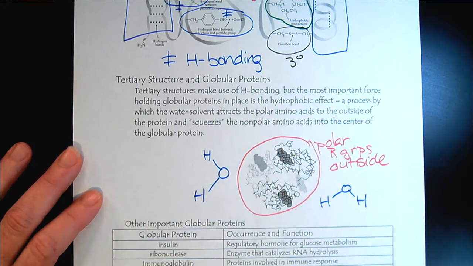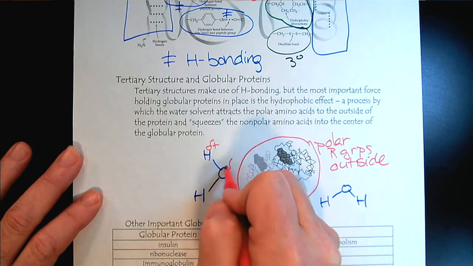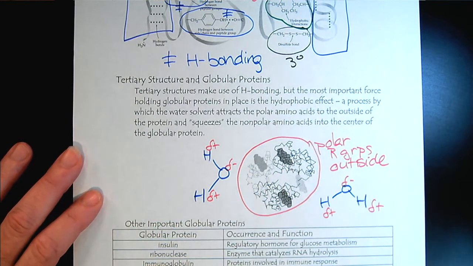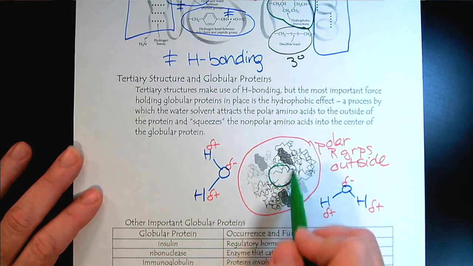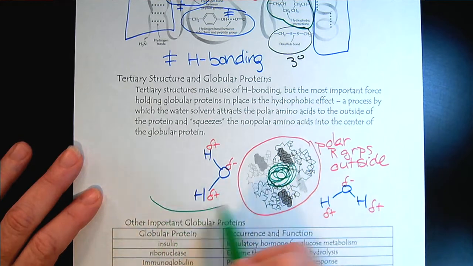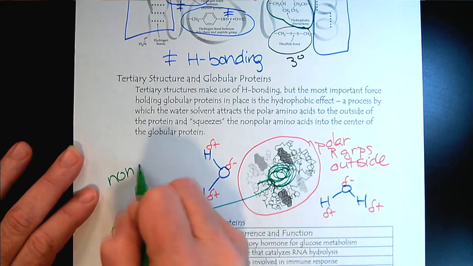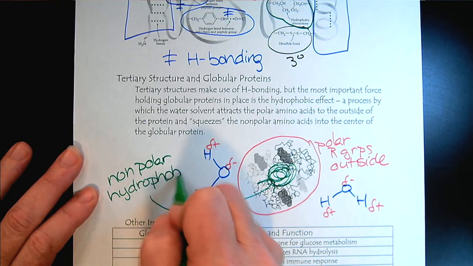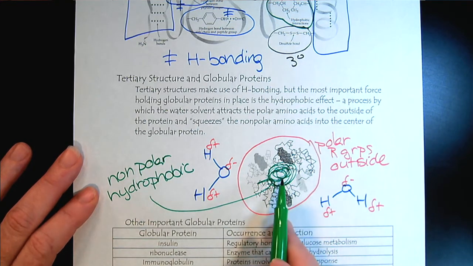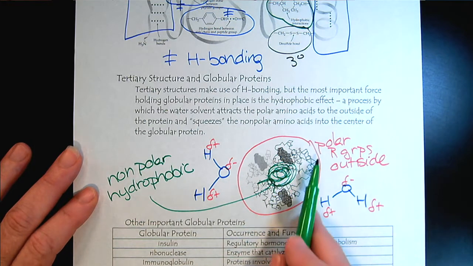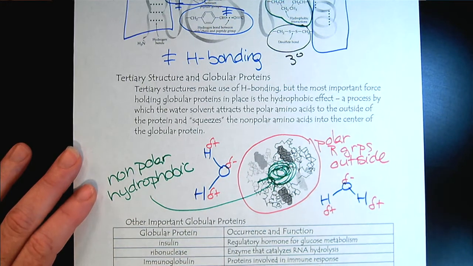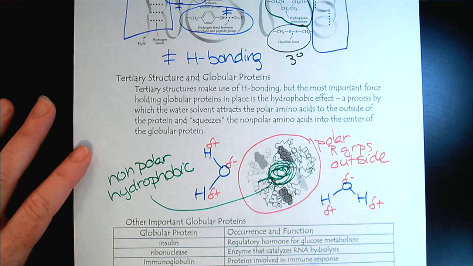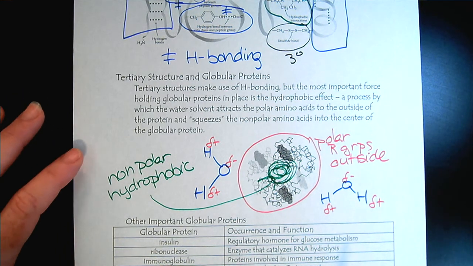Because when we look at water, we can't help it. We have to see those strongly polar covalent bonds. And then what happens on the inside, right, this is the nonpolar region. This is where it's nonpolar or hydrophobic. So the hydrophobic interactions take place on the inside of the globular protein, and then the polar R groups are arranged on the outside. And so the tertiary structure is very important. It's what creates the globular proteins.